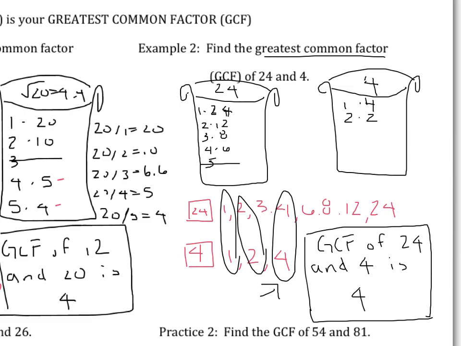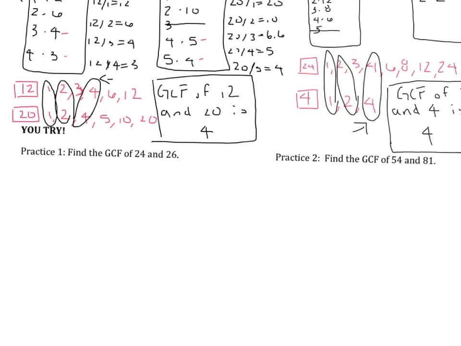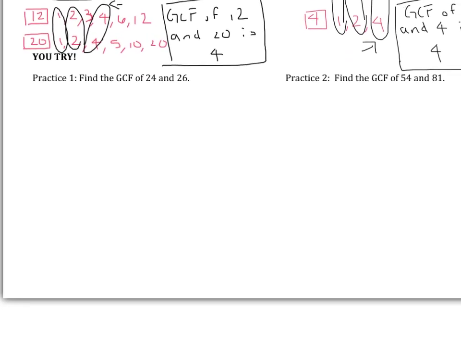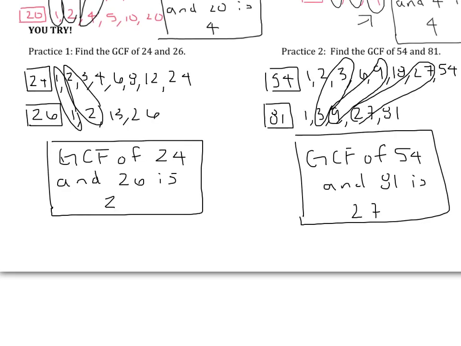Okay, we've done 2 examples. So what I want you to do now is try a practice or 2. Go ahead and pause the video, try practice 1 and 2, and when you're ready, press play and you can see the answers. Alright, here are your answers. For practice 1, you should have had a GCF of 24 and 26 is 2. And for practice 2, the GCF of 54 and 81 is 27.